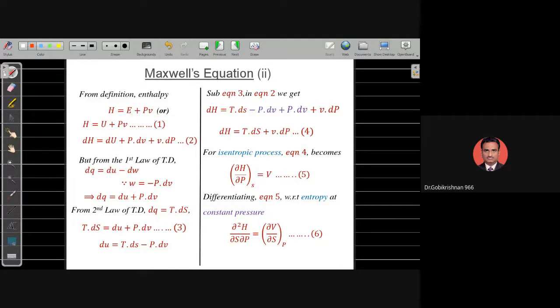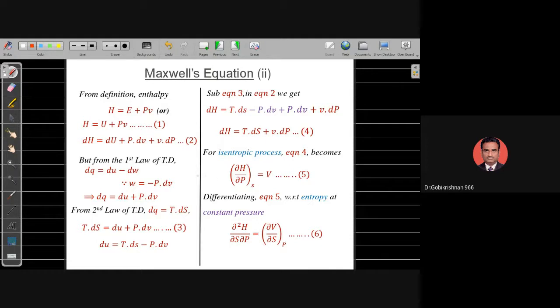All of you just listen here. This E and U are both the same. Some books use capital U for the internal energy, some use capital E. Therefore, I can write like this. Equation 1, I am going to differentiate.